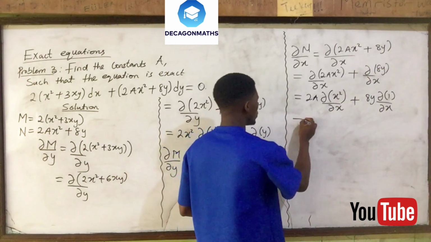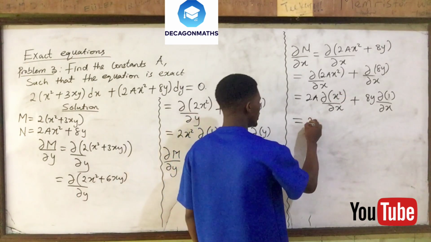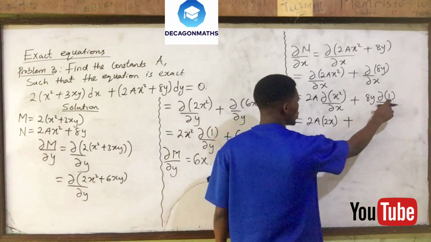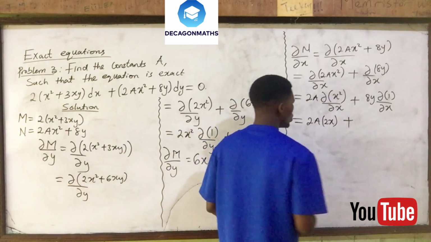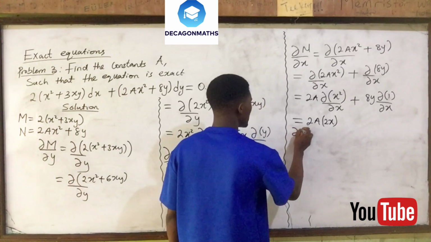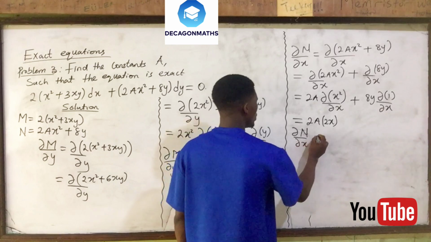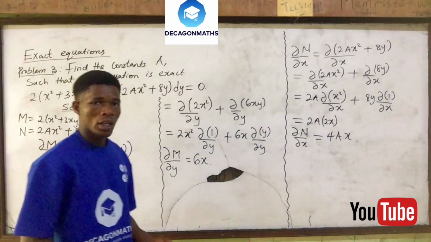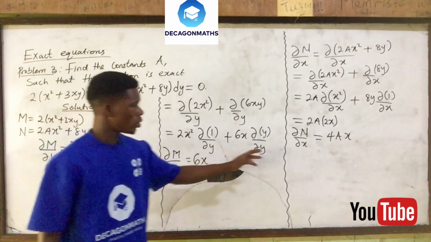Now when we differentiate, x squared becomes 2x. So we have 2a multiplied by 2x plus, when we differentiate 8y with respect to x, it becomes 0, so this term is gone and you don't even need to write it again. So the partial derivative of N with respect to x is equal to 4ax.